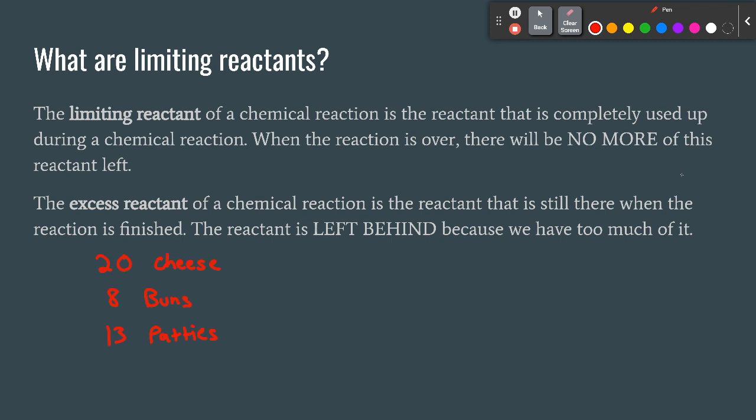You run out of buns and you still have cheese and patties left over, unless you're making double cheeseburgers. But you'll still have some cheese left over. So, if buns is our limiting reactant because it means we can only make up to 8 cheeseburgers, our excess reactants are our cheese and our patties. And we can even calculate how much leftover stuff we're going to have. And that's what we're doing today.